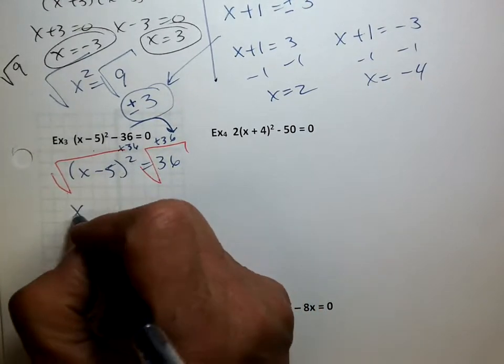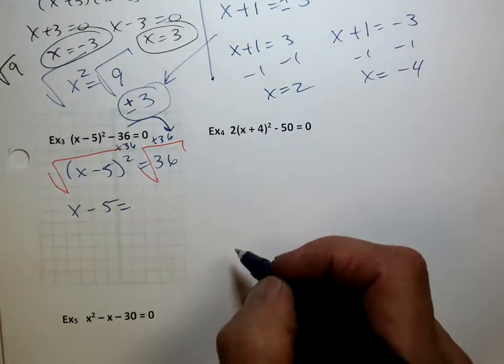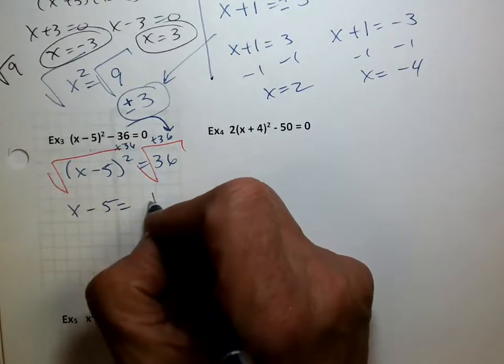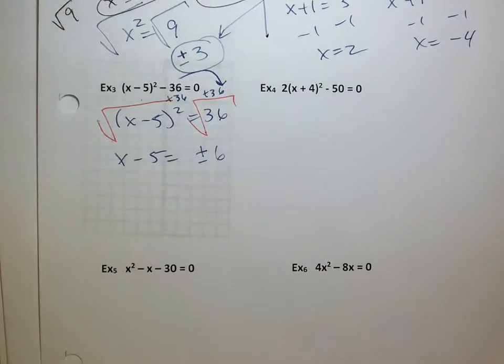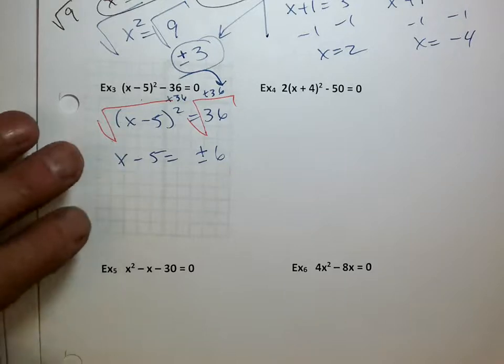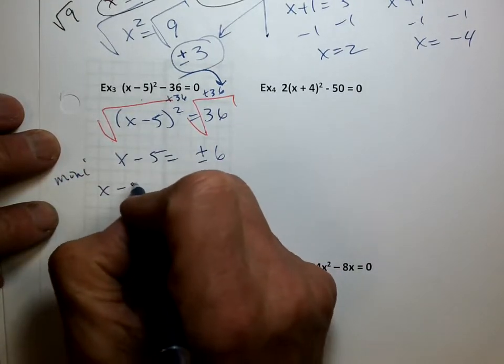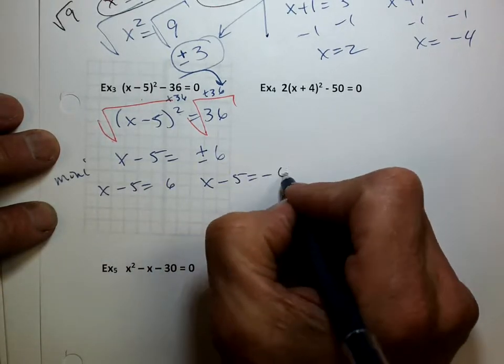We're left with just x minus 5 equals, and the square root of 36 is 6, but also negative 6, because again we need two answers. So we're going to say plus or minus 6. It's going to be a 6, and it's going to be a negative 6, okay? Now we get two little mini equations. My little mini equations are going to be x minus 5 equals 6, and x minus 5 equals negative 6.